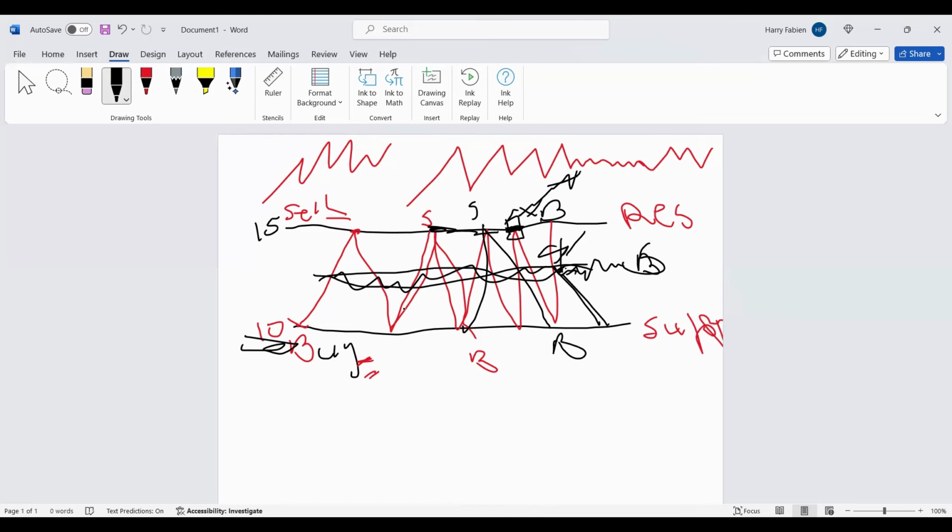But the main thing is, you always buy at the bottom, at the support here, and then you wait for the stock to go up and you sell at the line.